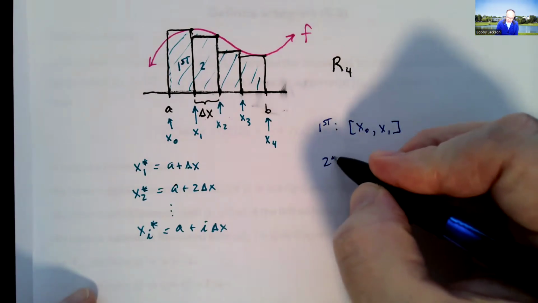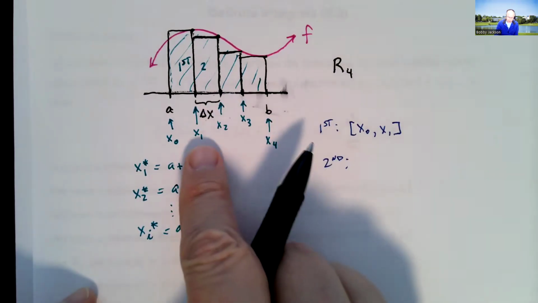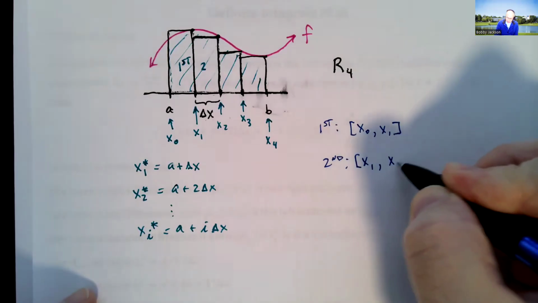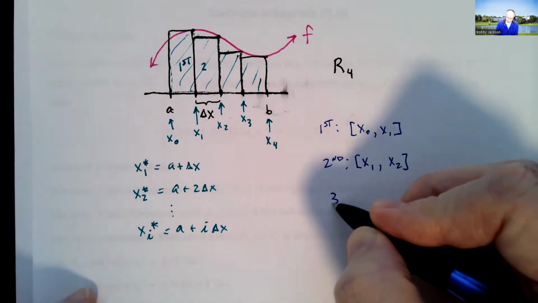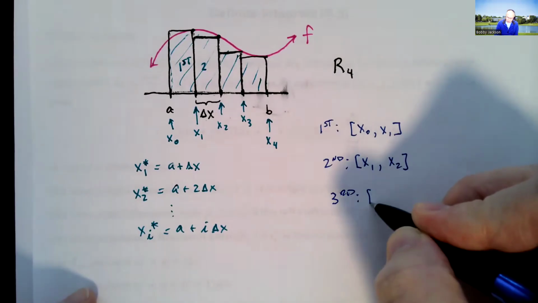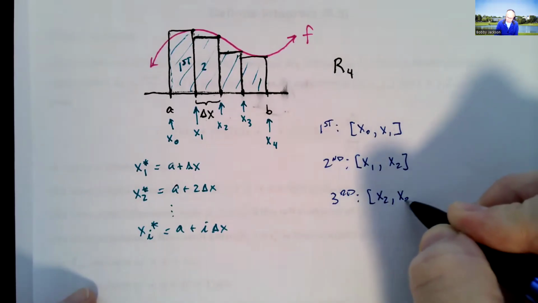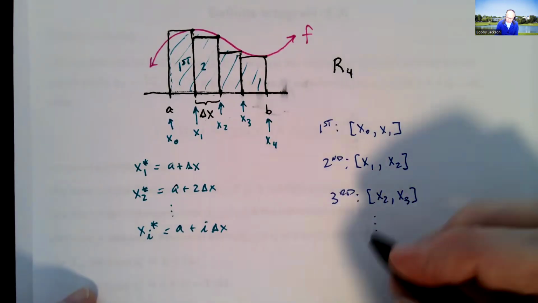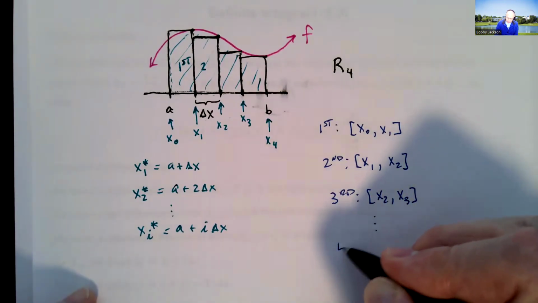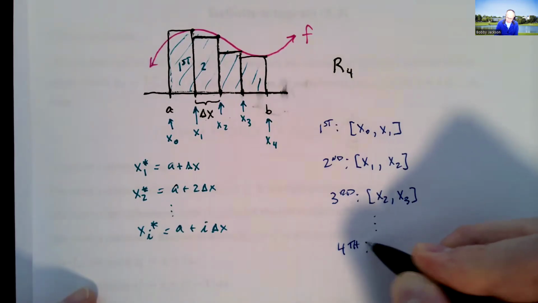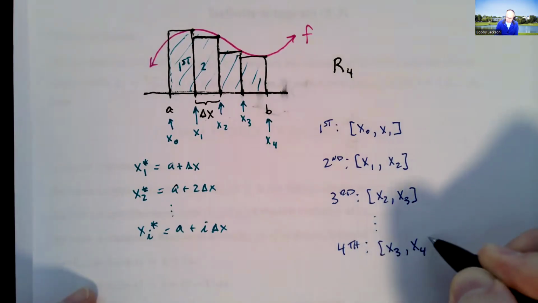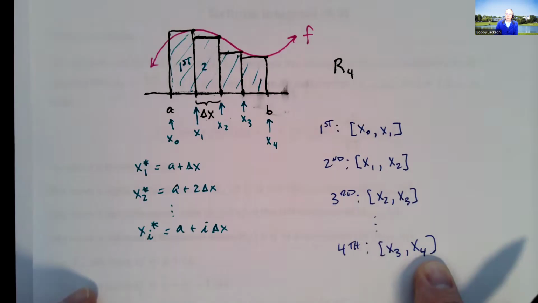The second subinterval is from what? X sub 1 to x sub 2. And the third subinterval will be from x sub 2 to x sub 3. All right, you get that, dot, dot, dot, until, in this case, the fourth subinterval. Well, I guess we don't have to do dot, dot, dot in this case, but the fourth subinterval will be x sub 3 to x sub 4, right? So we're ending there.